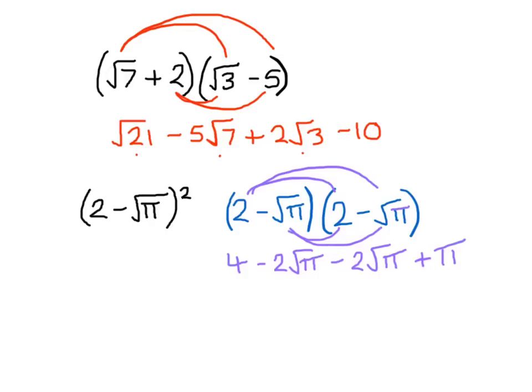So again, we need to try and collect them together where we can. There's only one of those terms that's just got a number on it, which is the first one, so we're still going to have 4. We've got minus 2 lots of the square root of pi, take away another 2 lots of the square root of pi, which is minus 4 lots of the square root of pi, and we've still got pi on its own at the end.